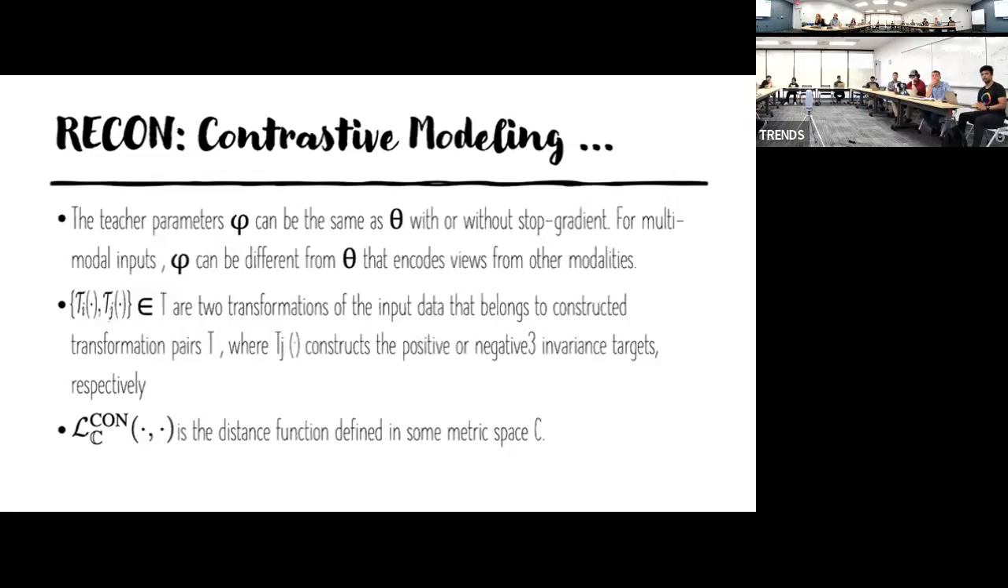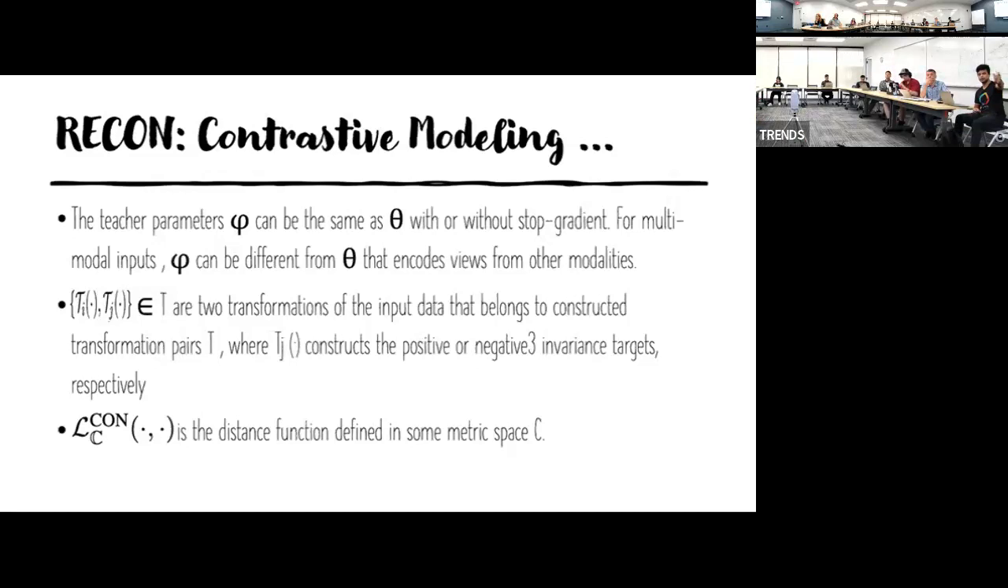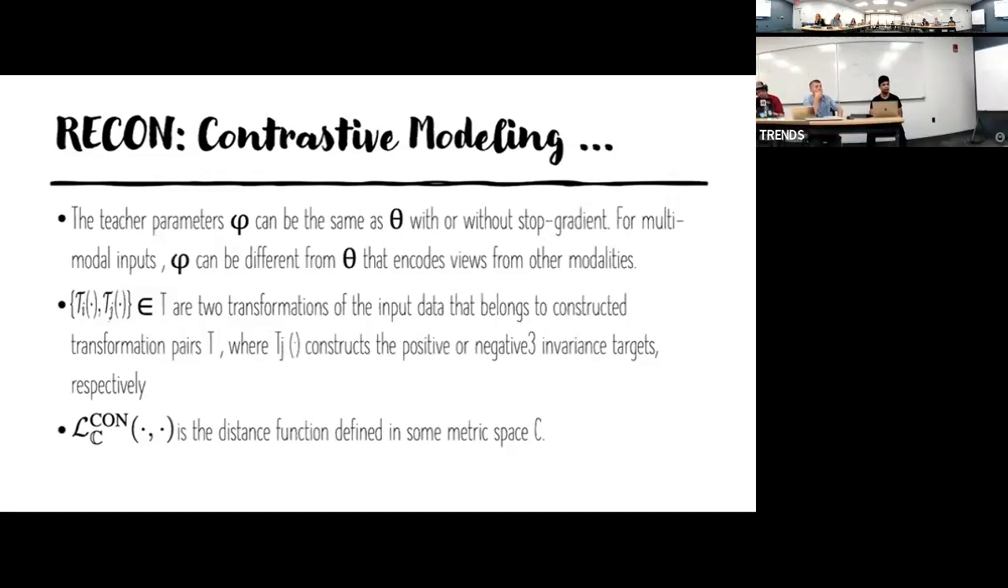Since they are also trying to do multimodality, you can see that phi and theta can be different for different modalities in this case. T of I and T of J are the two transformations of your input data. By transformation I mean you can do data augmentation, rotate it, scale it, whatever you want with the image. You then construct the positive as well as the negative pairs, the invariance targets.